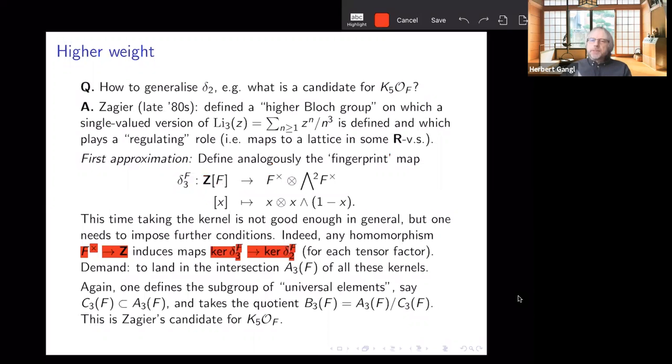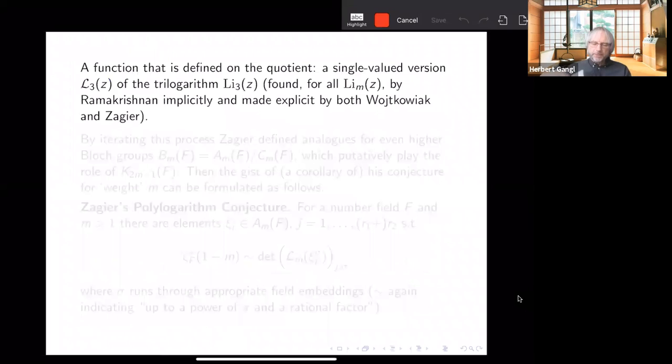And there's a much better way to write it, and eventually Goncharov found a way to very conceptually formulate it. But let's try to follow the old route here.